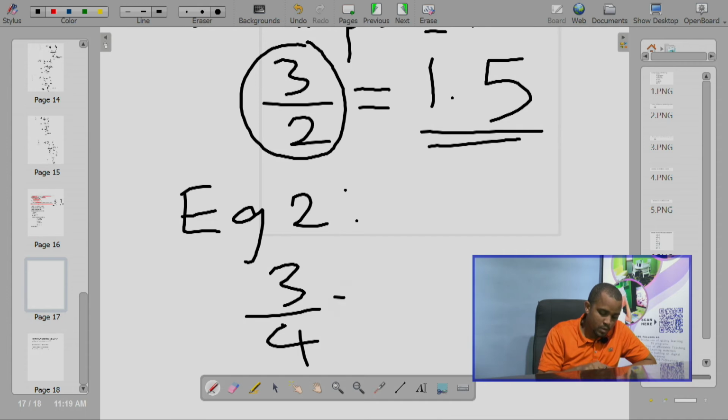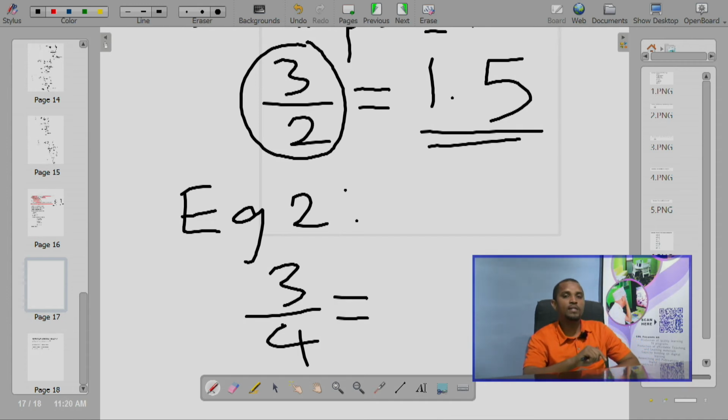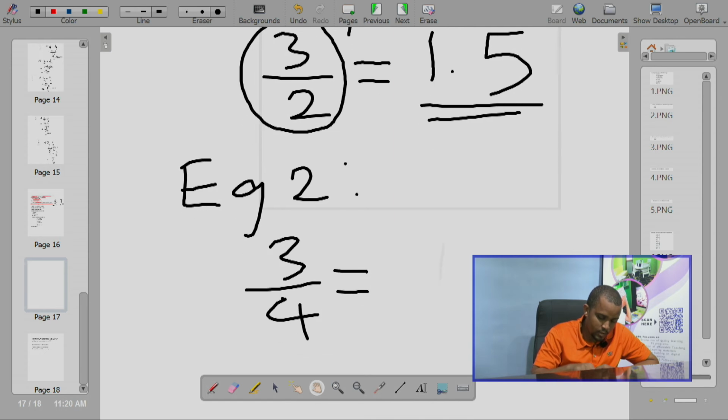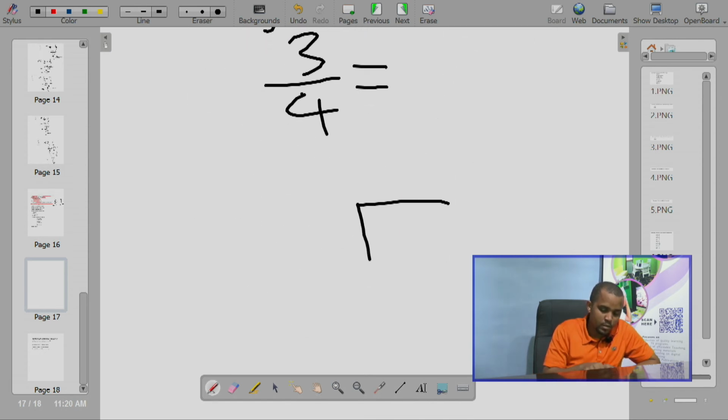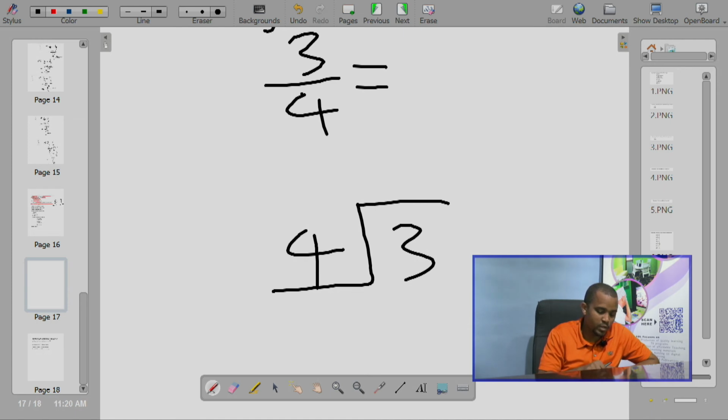So if you want to convert it into decimal, just divide 3 by 4. So let's divide it. 3 divided by 4, you can divide 3 by 4.